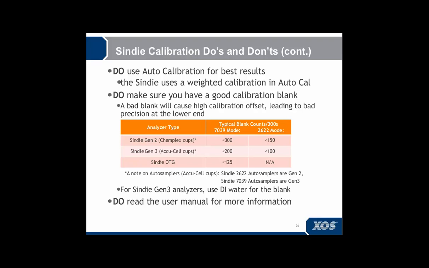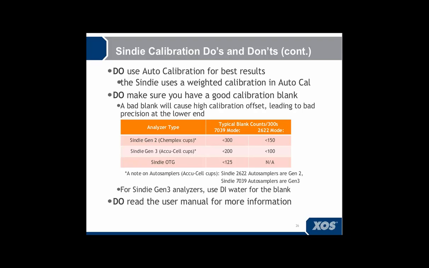To which you'll next ask, well, what is a good blank? So here, if you look at the table, you can find your analyzer to see how many counts are typical for a 5-minute measurement on your analyzer. Many of you have a Sindie Gen 2 analyzer that uses Chemplex cups, either a 7039 analyzer or 2622 analyzer. And you'll notice that in 2622 mode, your blank will measure lower, and that is because of the background measurement.